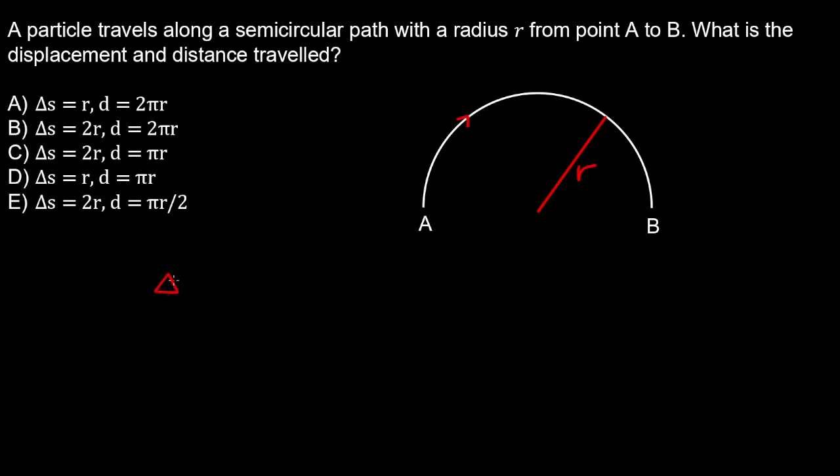Well, the displacement is the change in position. So if we take our origin at A, the particle has displaced 2r units. And the distance travelled is the length of the path. So here we have a semicircle which has a circumference of pi r. So the correct answer is C.